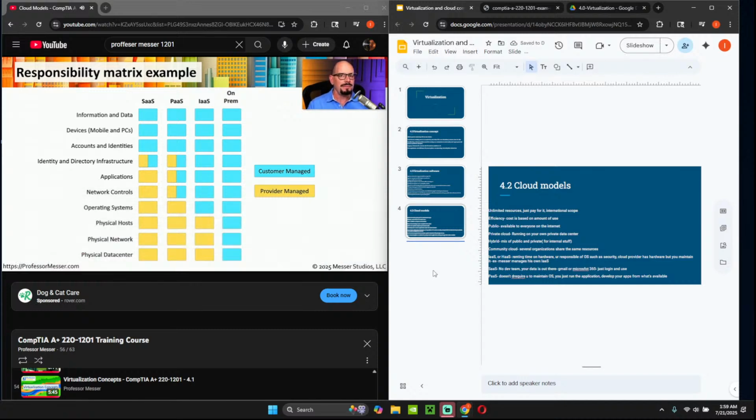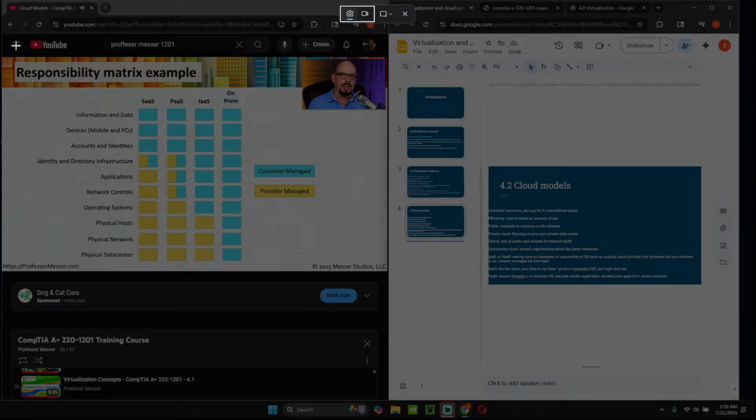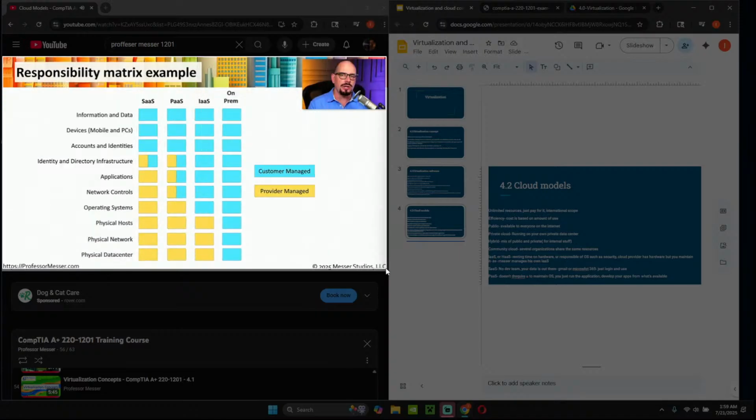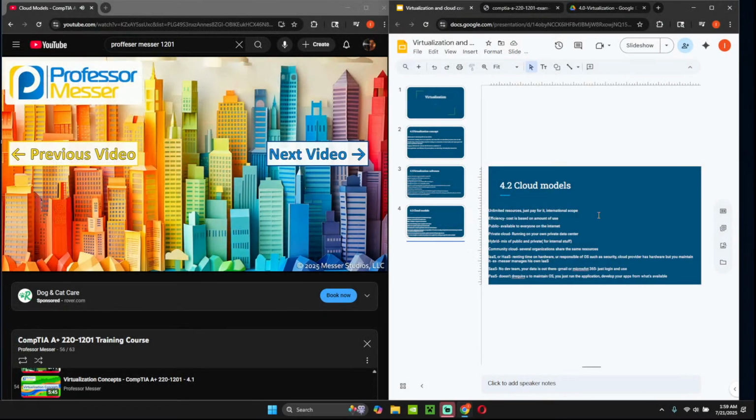You as the customer might have the option for installing your own operating system, and as the customer, you will be responsible for everything else that is being used on that cloud deployment option.